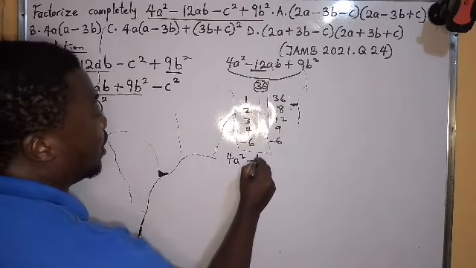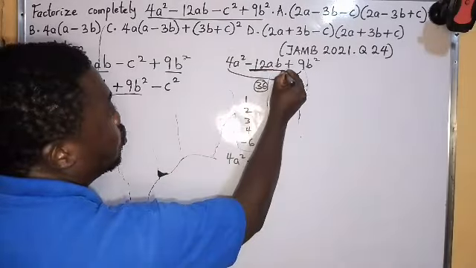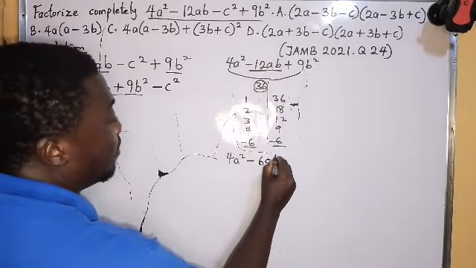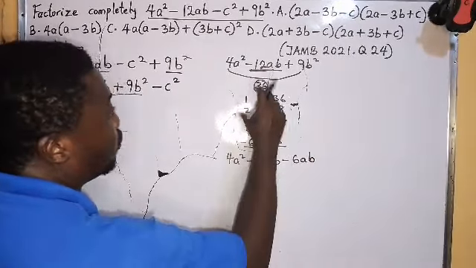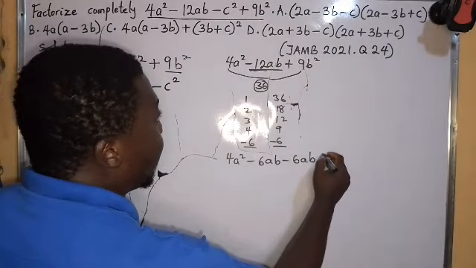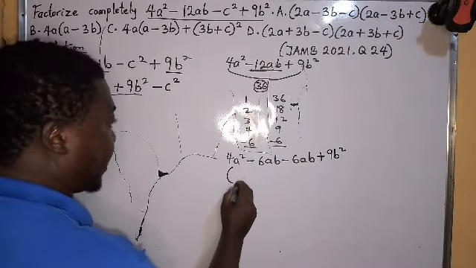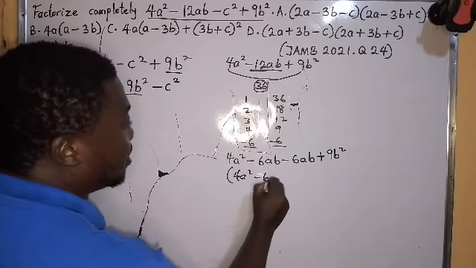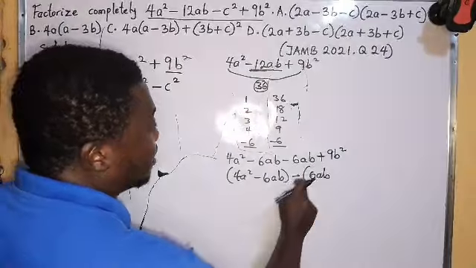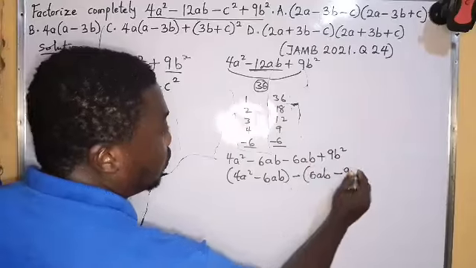We have 4a squared minus 12ab, and instead of writing minus 12ab, we substitute it with minus 6ab minus 6ab, which gives us minus 12ab. That is the essence of looking for the factors of the product that sum to the coefficient of ab. Then we have plus 9b squared. We put this into brackets: 4a squared minus 6ab, close brackets, minus 6ab. If this is negative, this one will also be negative, because if we open the brackets, minus times minus will give us plus.